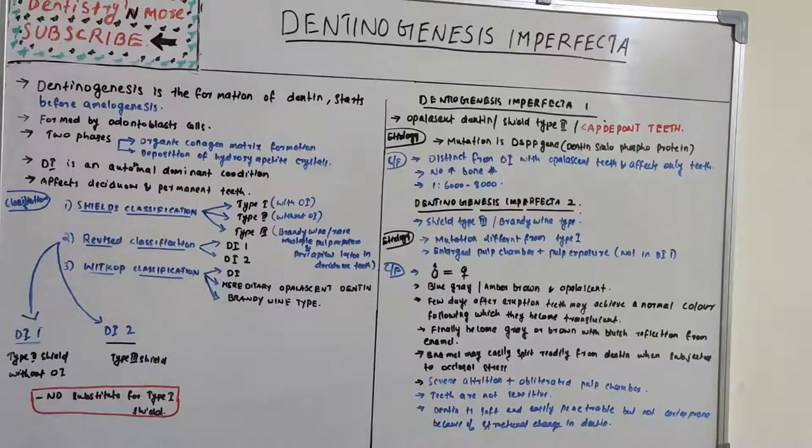Dentinogenesis is the formation of dentin which starts even before amelogenesis. So the first tooth element forming is dentin, only after that enamel forms. So dentinogenesis is the first process happening while tooth formation, and it is the odontoblast which creates dentin. So basically there are two phases of dentinogenesis. The first one is organic collagen matrix formation, later there will be deposition of hydroxyapatite crystals. So the collagen matrix will be laid out first, after that there will be mineralization as hydroxyapatite crystals are deposited. It is an autosomal dominant condition, that is dentinogenesis imperfecta, and it affects both deciduous and permanent teeth.